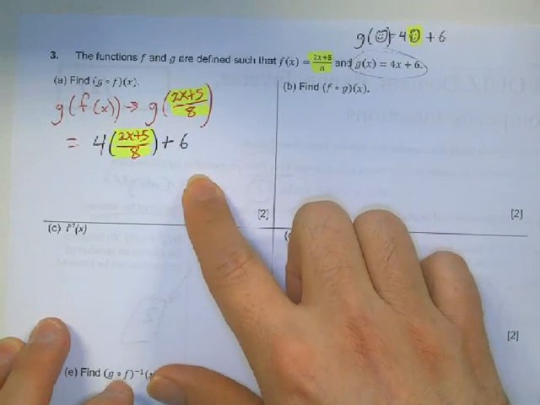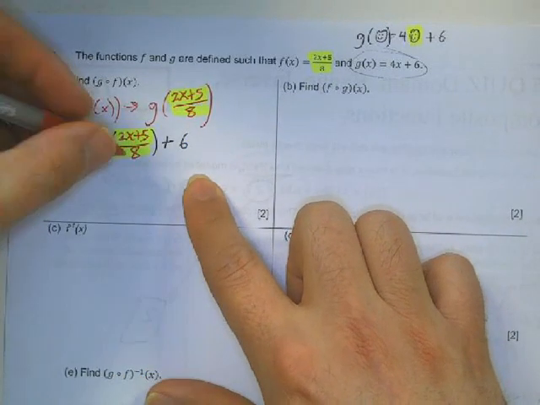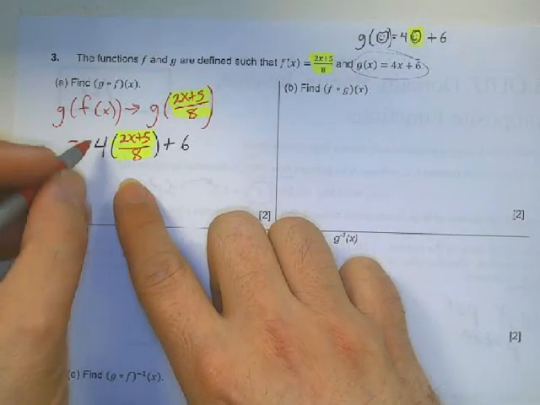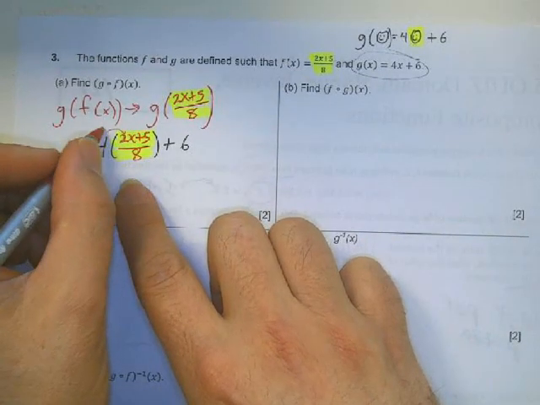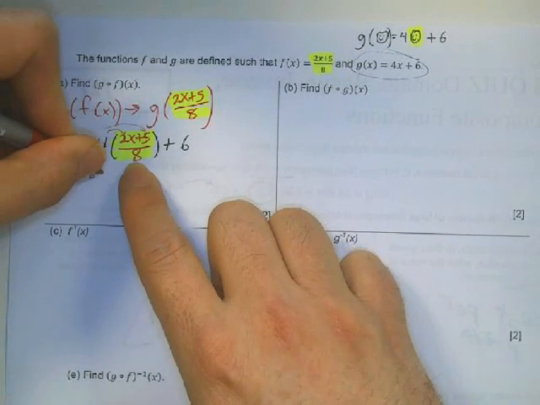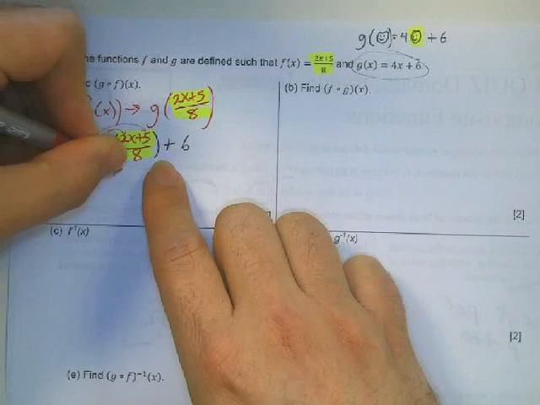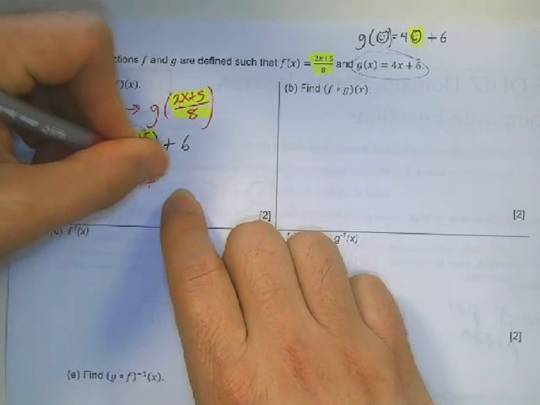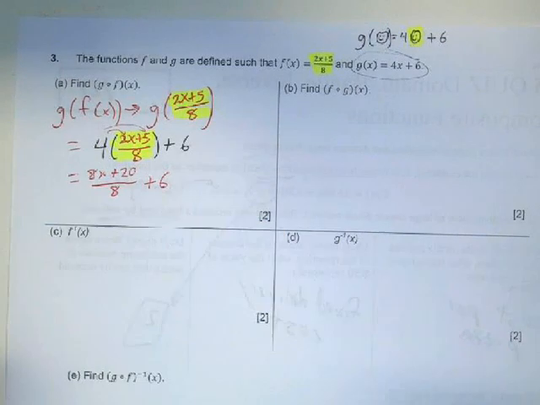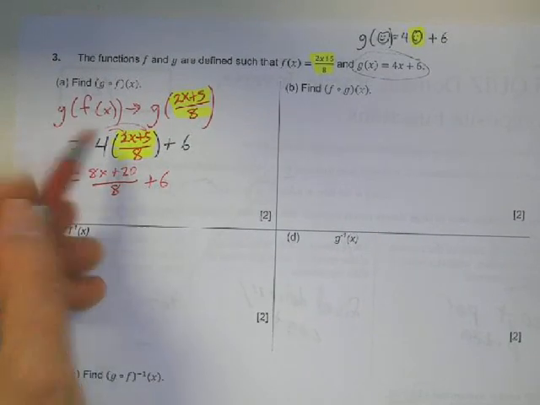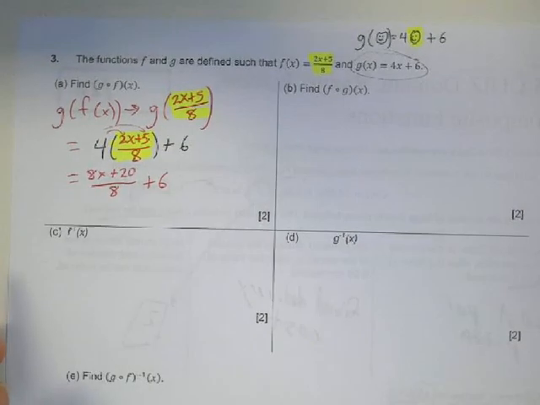Okay, now I need to distribute, multiply 4 times both sides here, and then I get 8x plus 20 over 8 plus 6. There were people that multiplied the 4 times 8 and wrote 32. I'm not sure why you multiplied 4 in the denominator. That doesn't make any sense. You're multiplying 4 times into the numerator. Okay.